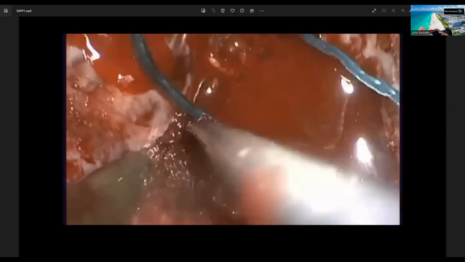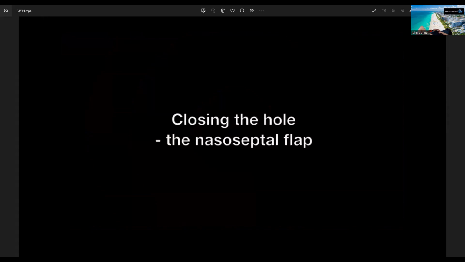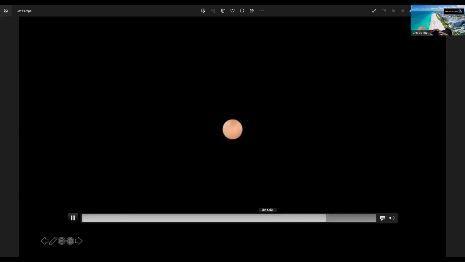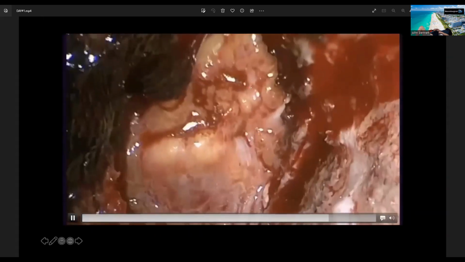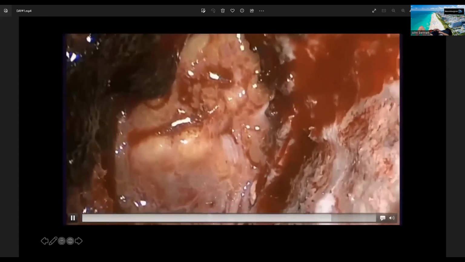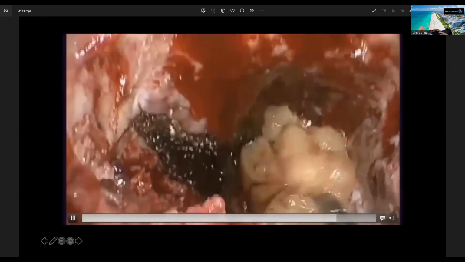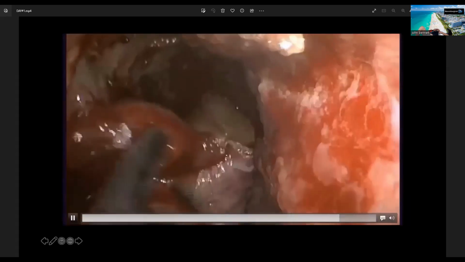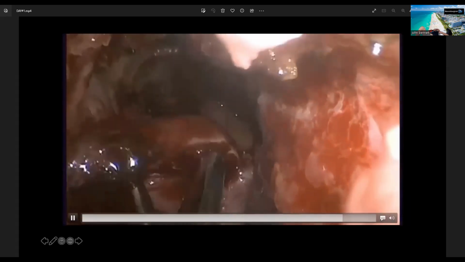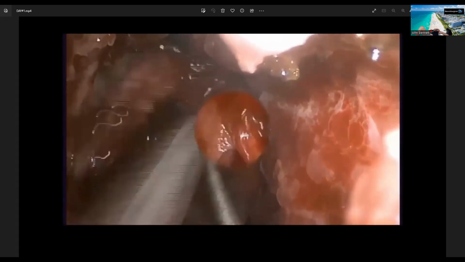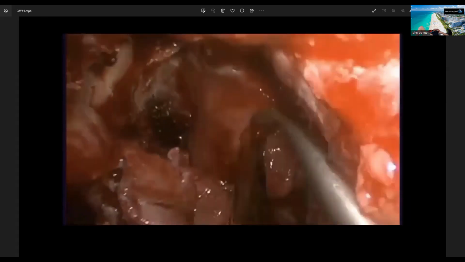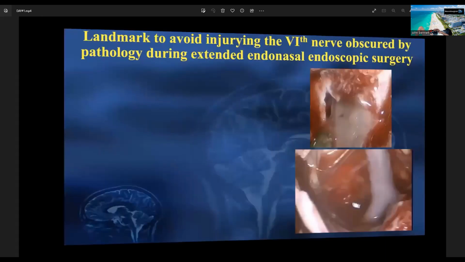Despite it looking frightening at some stage, we then repaired with the nasoseptal flap, as you all know. Of course, before placing the nasoseptal flap, as you can see, we cleared everything on the dura. Sometimes we resect the infiltrated dura, and we put in fat to allow the basilar and pons to be away when the patient goes for proton therapy.